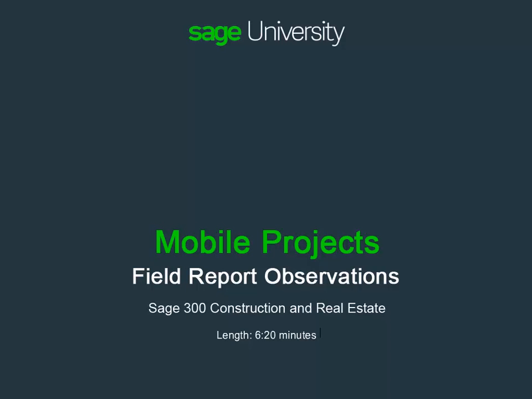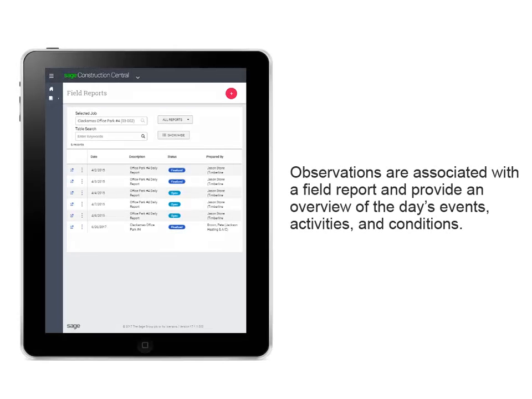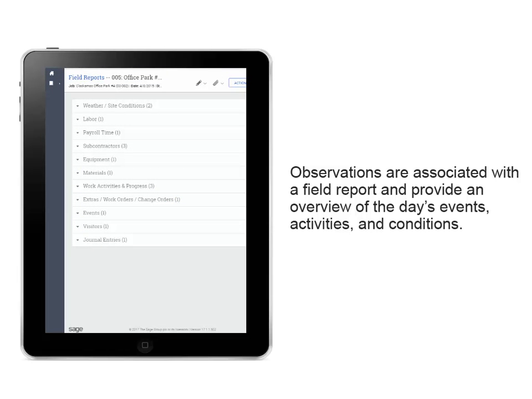Sage Construction Central lets you quickly take notes while you're at the job site, so you don't have to wait till the end of the day to do your paperwork back in the office. Using field report observations, you can make a note of the weather and job conditions, who worked and the kind of work performed, the equipment used, materials delivered, and events like an inspection or a job violation.